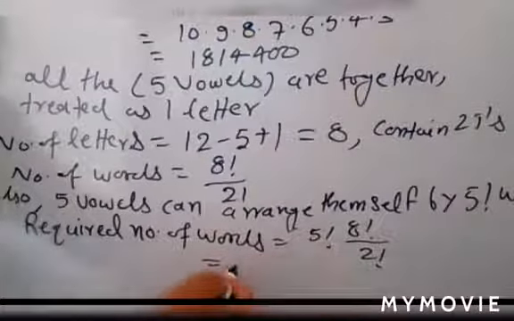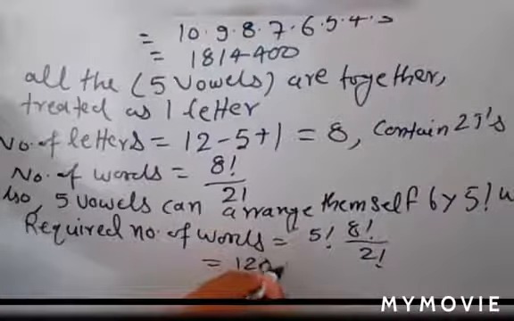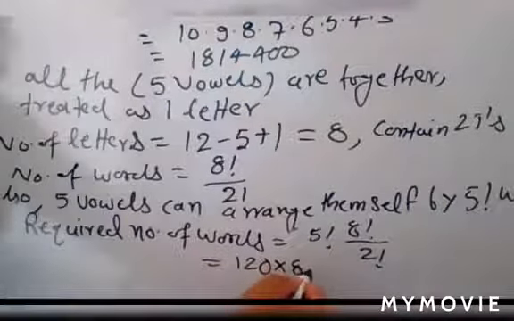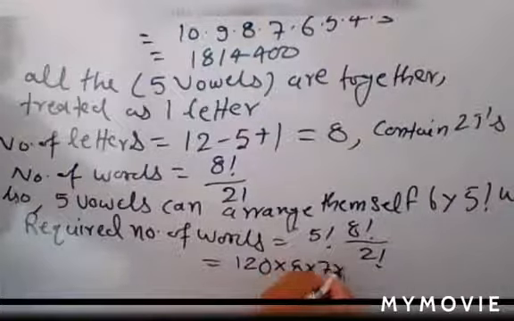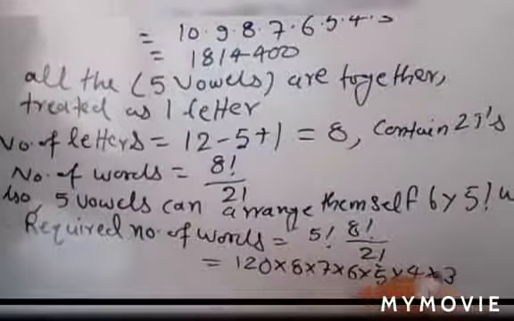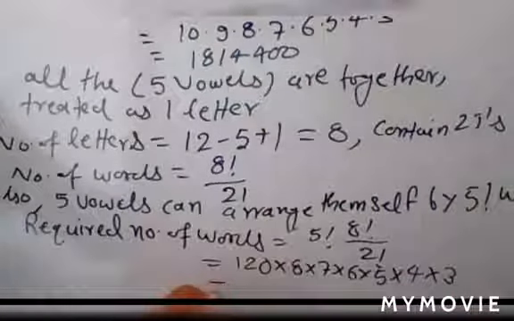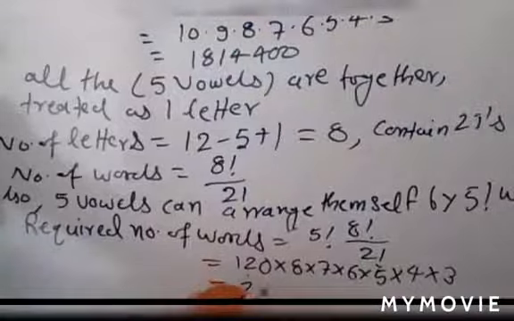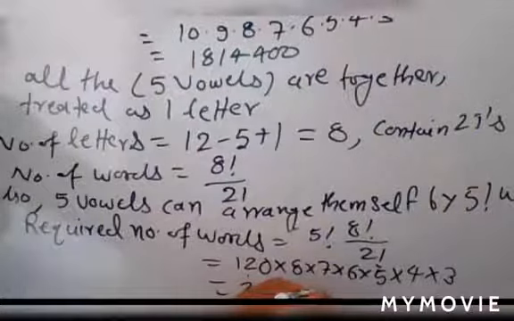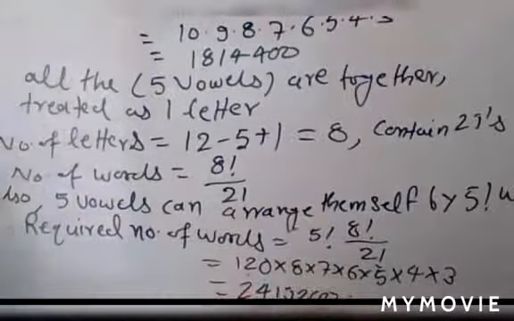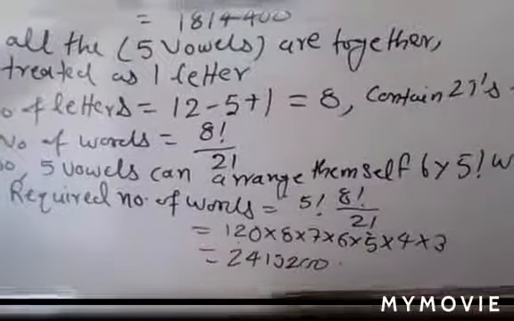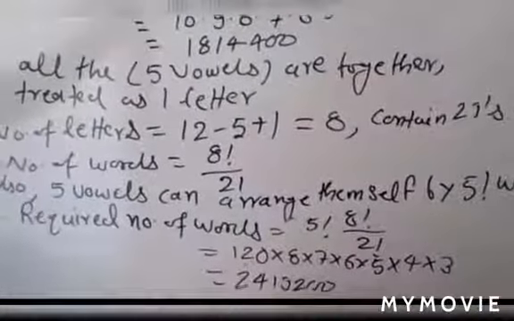So here your 5 factorial is 120 into, you solve this one. So 2 factorial cancels out. So here you have to multiply 8 into 7 into 6 into 5 into 4 into 3. Taking all the products, finally you have 2419200. So that is your final result. Okay, note it.